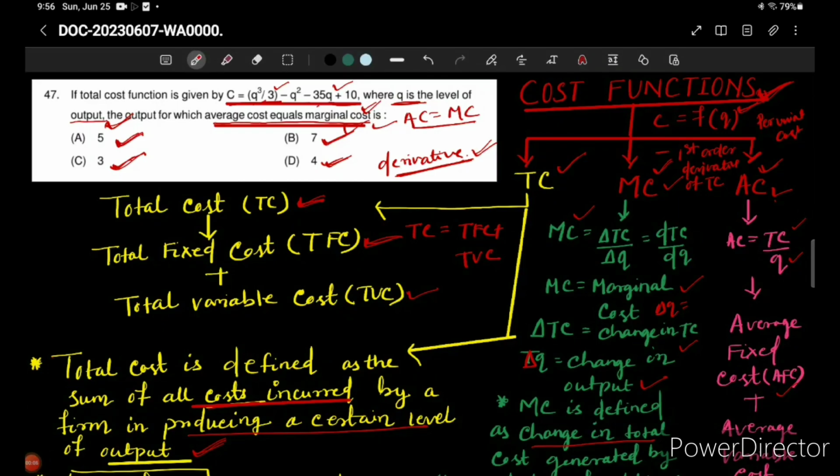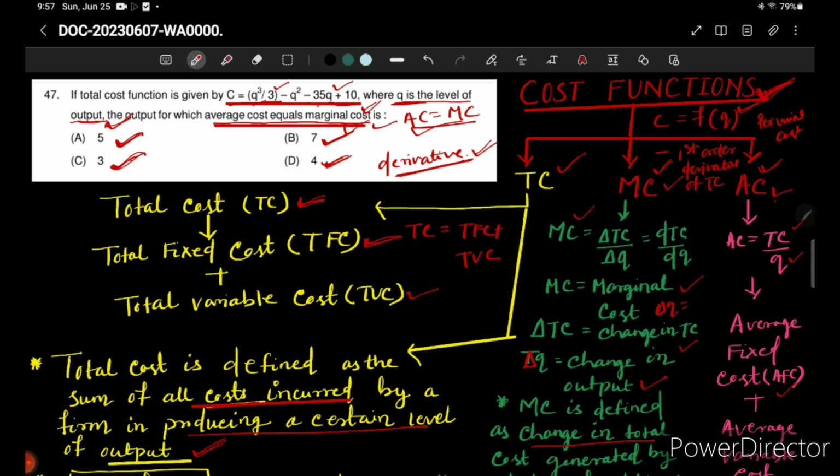Hello dear students, today we will discuss again a new concept called cost functions, and today's question is: if the total cost function is given by C equals q to the power 3 divided by 3 minus q square minus 35q plus 10, where q is the level of output, the output for which average cost equals marginal cost is dash, and the options are 5, 7, 3 and 4.